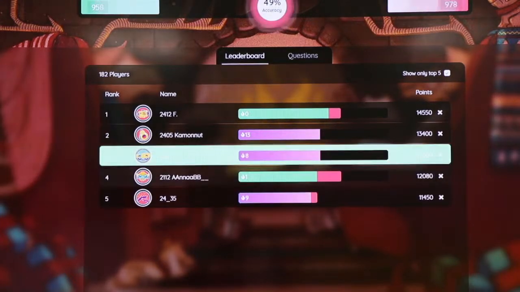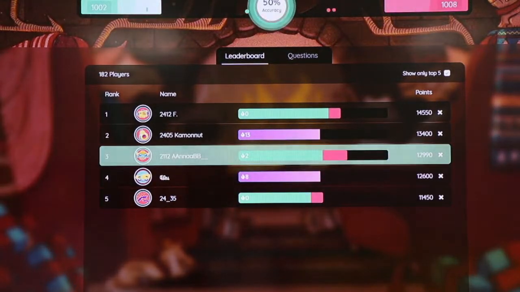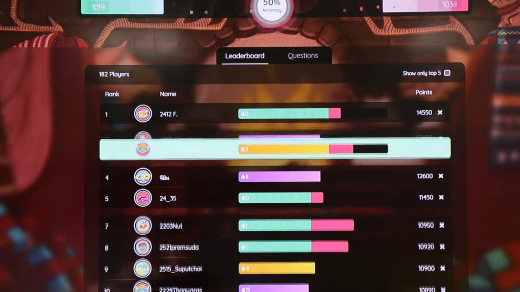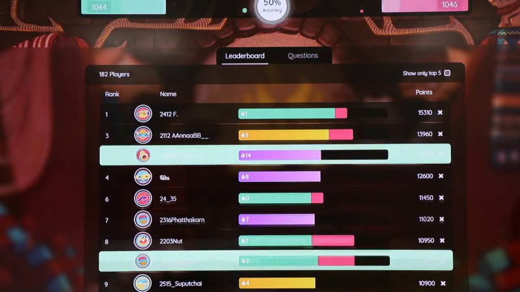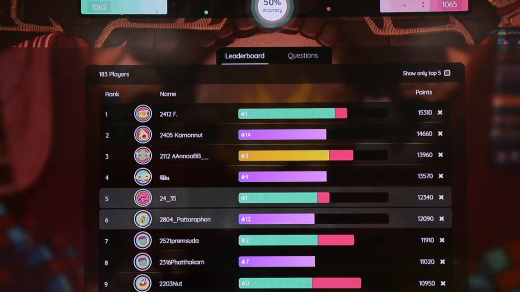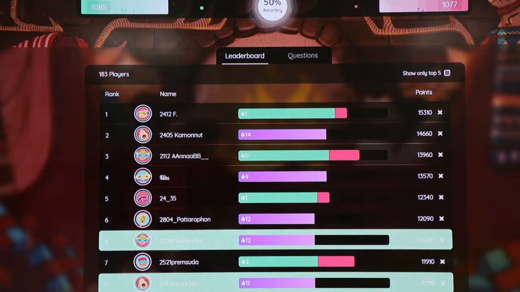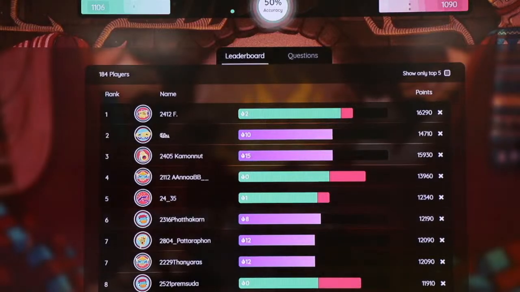Okay, Anna B in the top 3. Top 1 still, room 4, number 12. Okay, so top 10. Oh my goodness, Patakan on top 6 already. Come on, top 3.